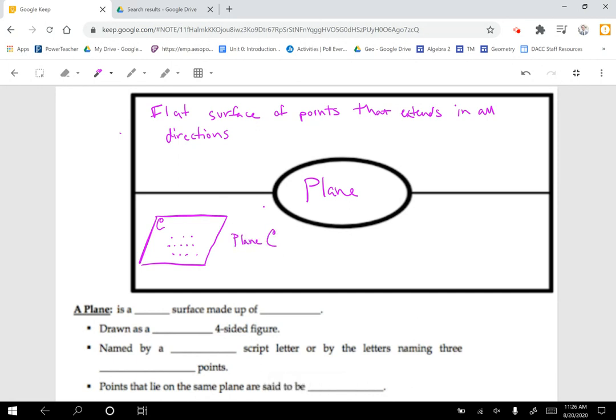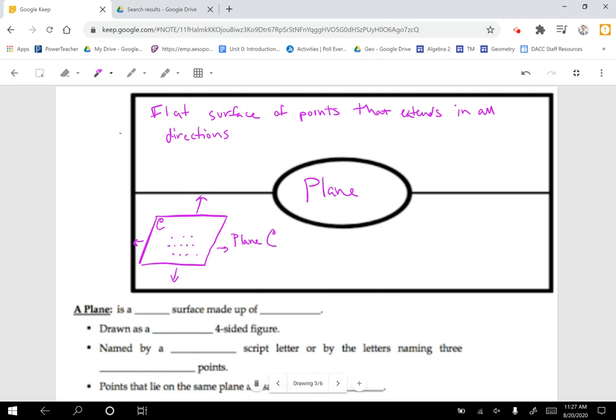An important thing to know, just like the line that we drew with the arrows, it keeps going. These also keep going. You don't have to draw these arrows in, but if it helps you think about it, it keeps going on forever and ever. So this dot right here is actually on plane C. Even though it's not directly on it, if plane C were to keep going, it works like that.